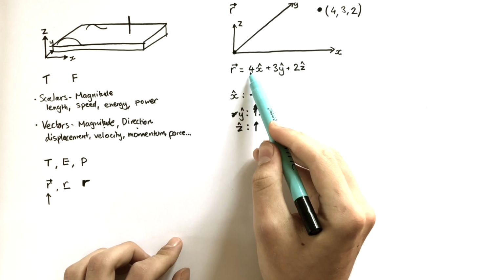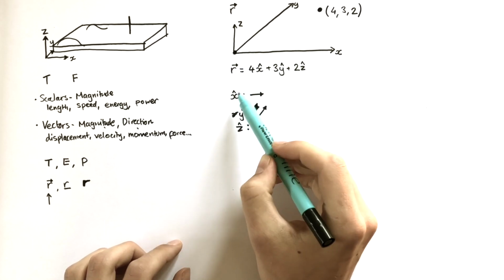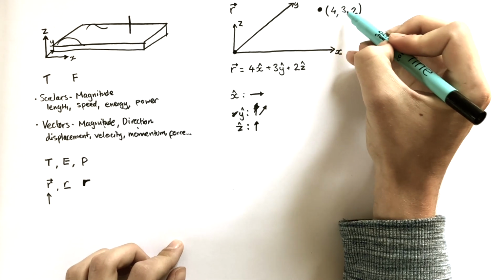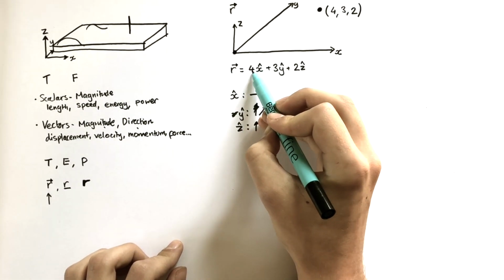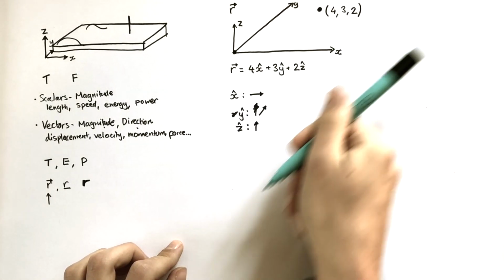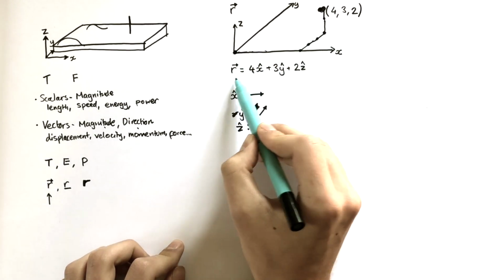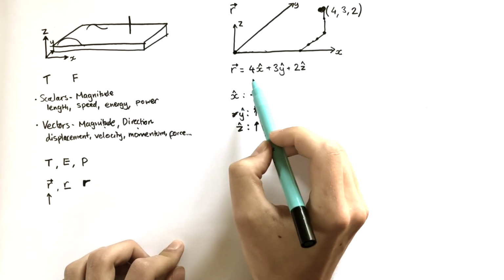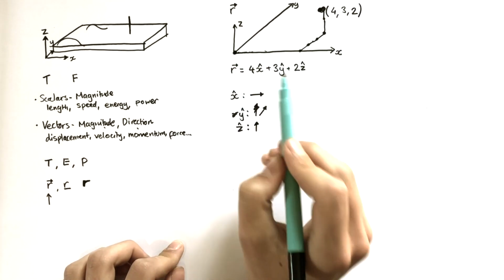It's a combination of these three unit vectors. So to get to this point 4, 3, 2, we have to go 4 units in the x direction, 3 units in the y direction, and 2 units in the z direction. And this is how we denote any position in Euclidean space. We denote it with 3 coordinates.